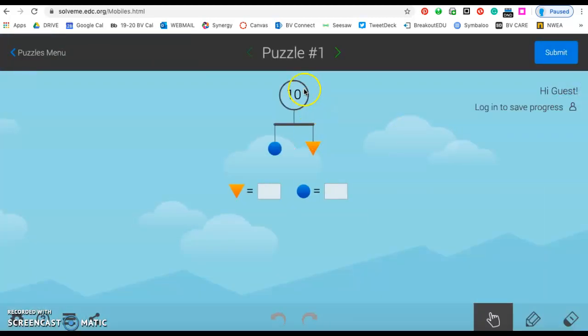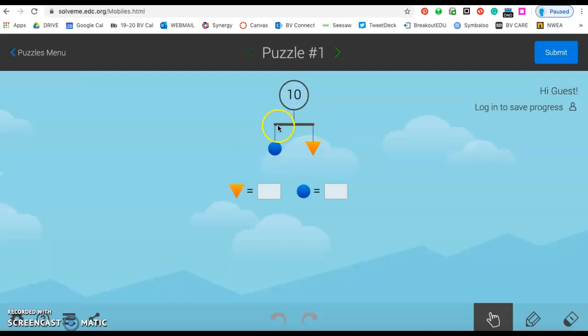All right, so looking at this, I want you to know you're going to use the exact same kind of thinking to solve these puzzles as you did to solve the puzzles on paper. And so I'm looking at this and I see this 10 at the top, and I think this tells me the value of all of these pieces down below. So in this case, there are two pieces down below. There's a blue circle and there is a golden triangle, and the value of both of those together is 10.